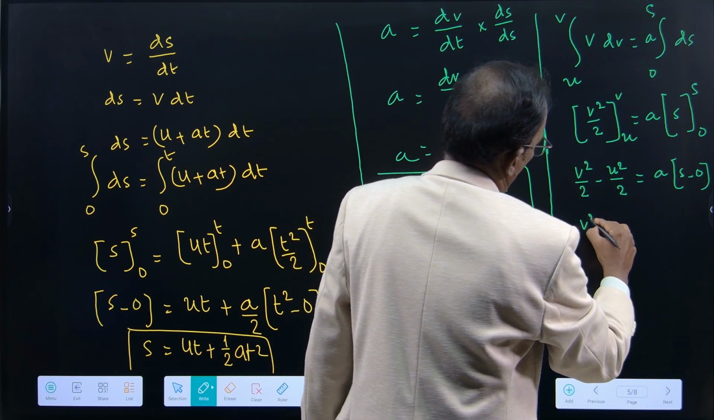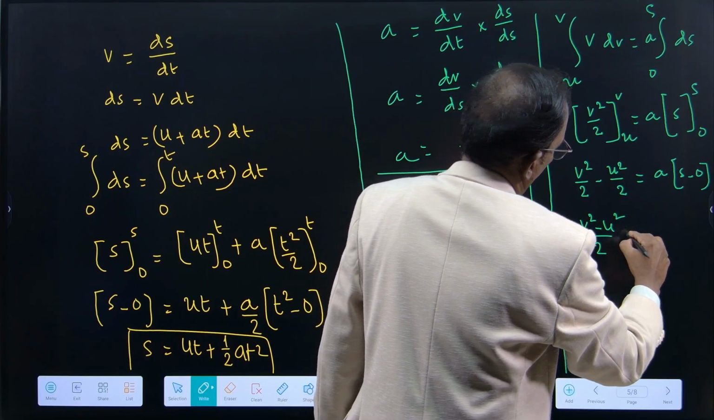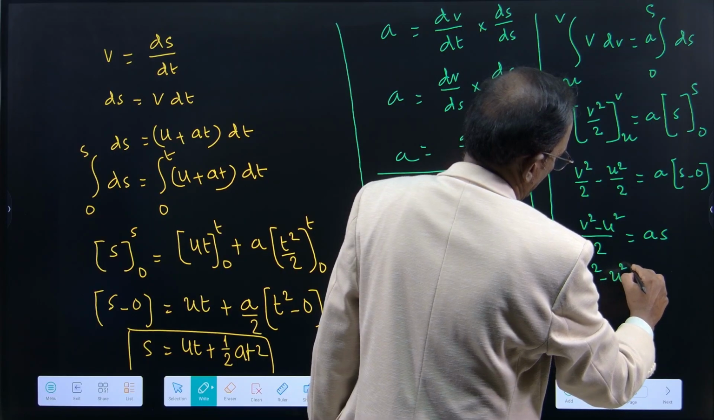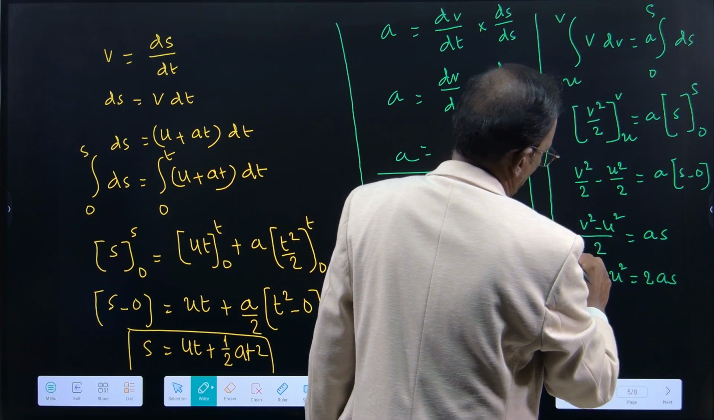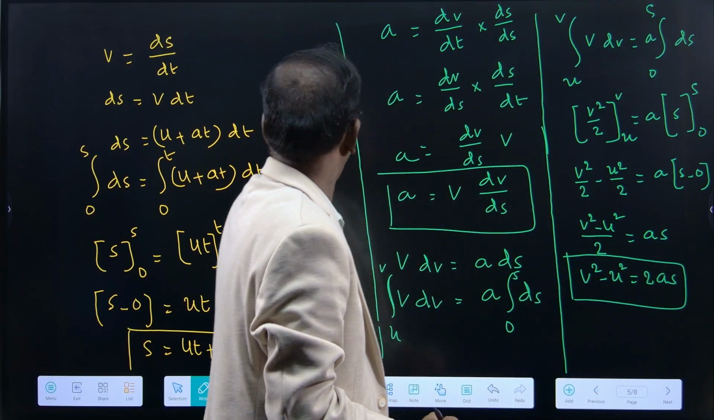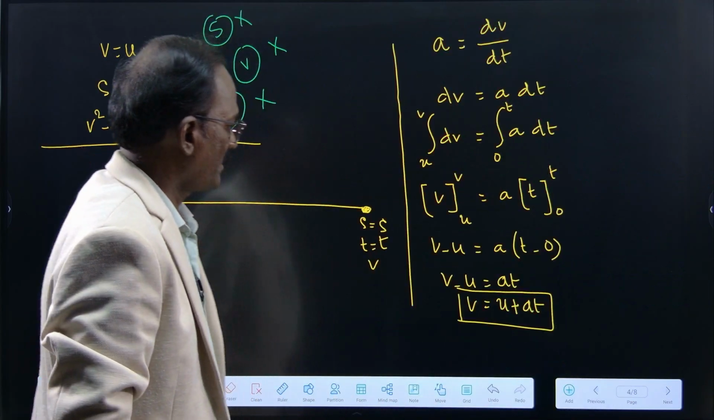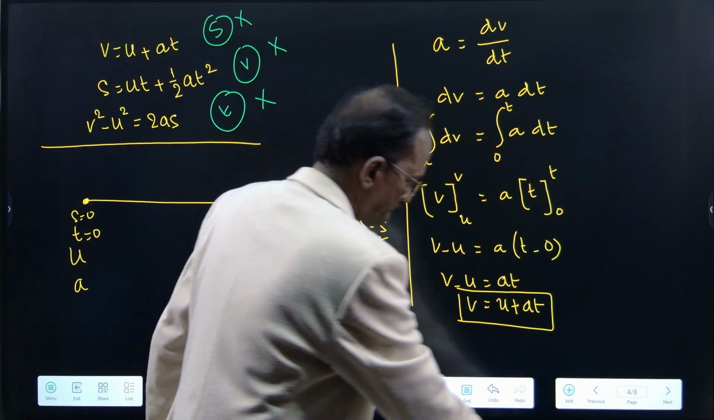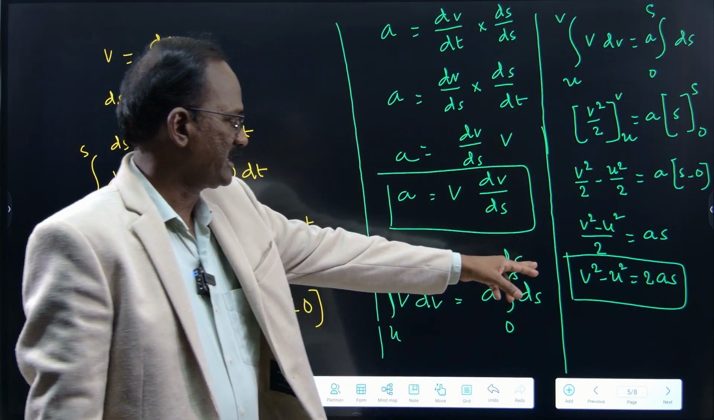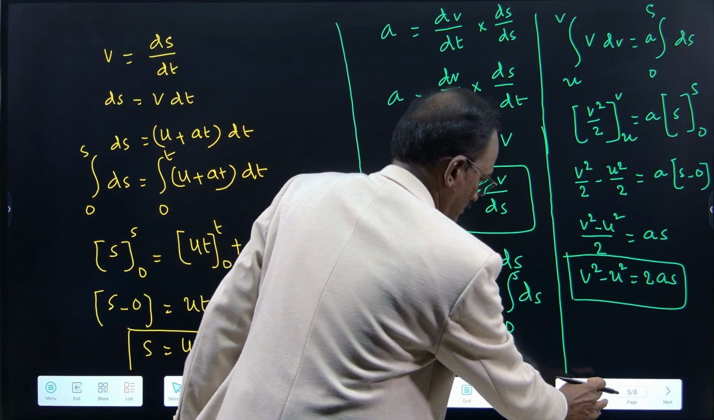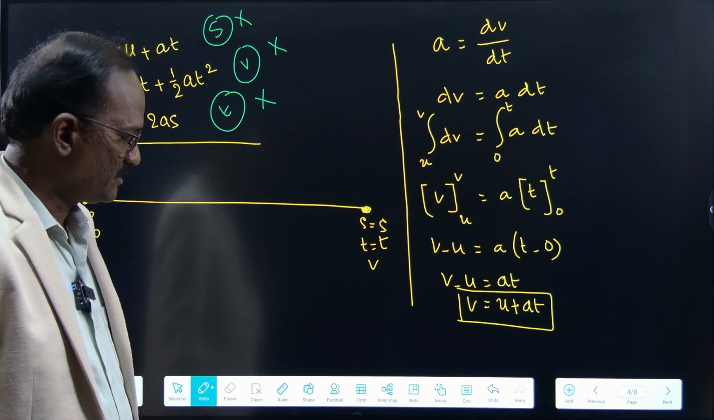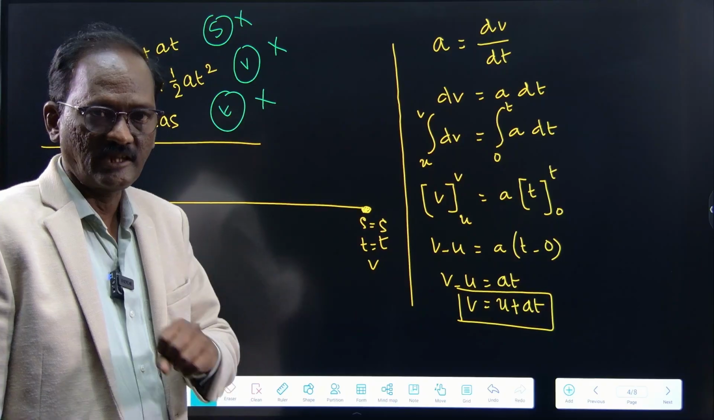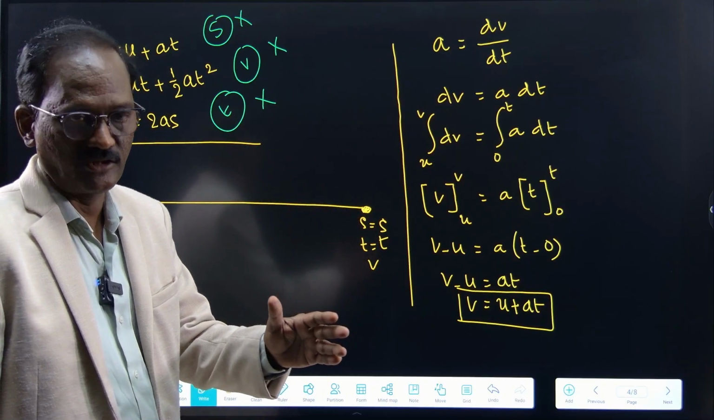So v square minus u square by 2 is equal to a into s. The 2 can be taken to the right hand side to get the final equation: v square minus u square is equal to 2as. Yes, v square minus u square is equal to 2as, the third one, right? So there is no time factor here. So these are the derivations of the important equations of motion, or kinematic equations, which are very useful for us to describe the motion of a particle from one position to another position.